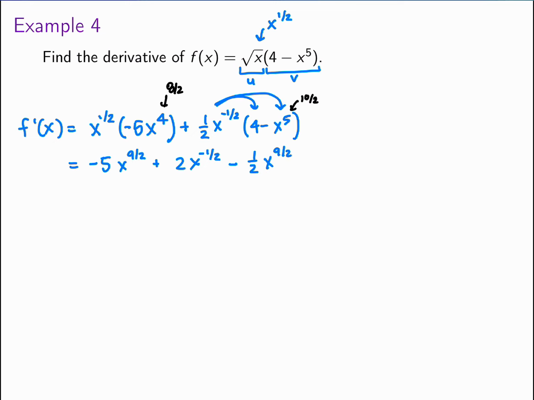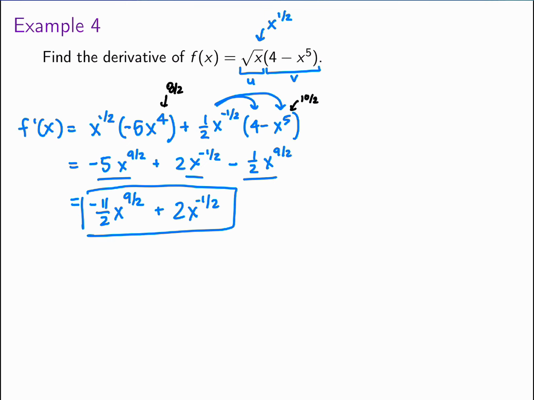And I see here I have x to the 9 halves in two different spots, so I need to combine my like terms. So I have negative 5 of them here and negative 1/2 of them here. So that will be negative 11 halves x to the 9 halves plus 2x to the negative half. And there is my derivative.